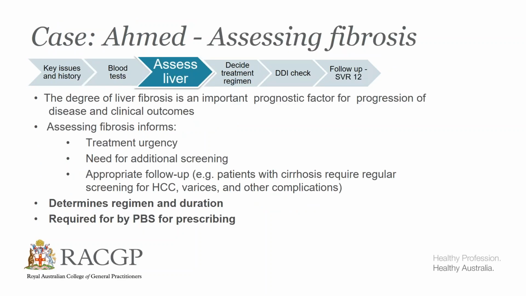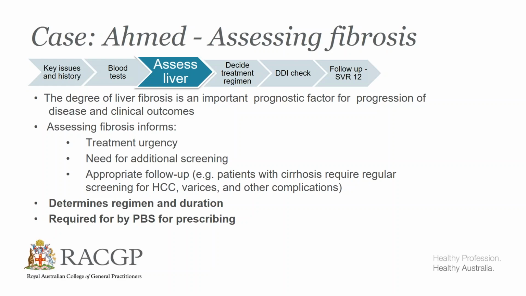As you pointed out, the fibrosis and cirrhosis assessment is a really critical part in this pathway to treatment in general practice. The degree of liver fibrosis is important as a prognostic factor for progression of disease or clinical outcomes. And assessing fibrosis informs us as to the treatment urgency. If there is significant fibrosis or cirrhosis, the urgency to treat is now. It also indicates needs for additional screening.